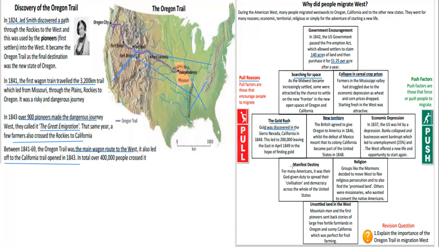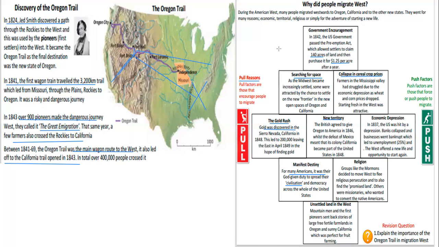Manifest destiny was also a really important factor to pull people to the west of America, because many Americans believed it was their God-given duty to spread their civilization and democracy across the whole of the United States. Groups like the Mormons, which again we'll talk about later, aimed to move to escape religious persecution.